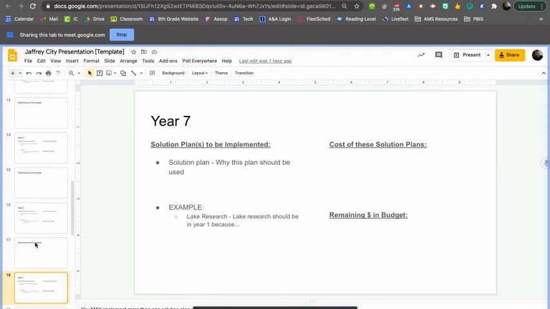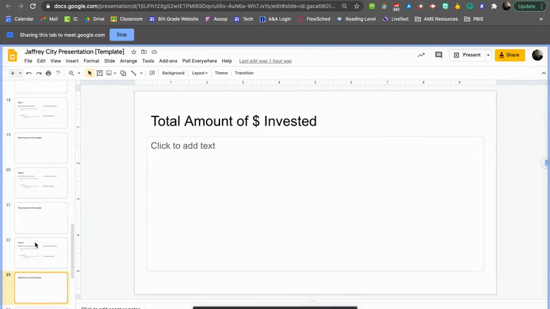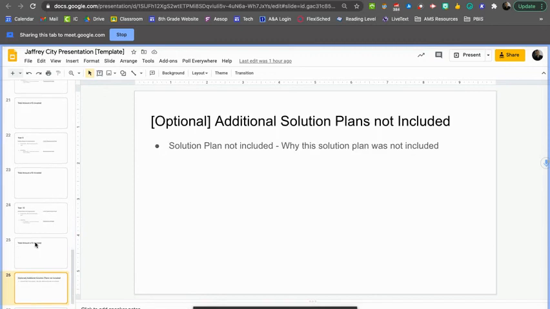You don't have to implement a solution each year. You don't have to use a certain amount of solutions, nor do you have to use all of the solutions. So you can go through year 10, and then once you've gone all the way through year 10, you have this optional section. So what solutions did you not include and why? This is to get an above proficient. So if you want to shoot for a 4, which I would highly encourage every group to do because it's only one more slide, explain why you did not include some solutions.